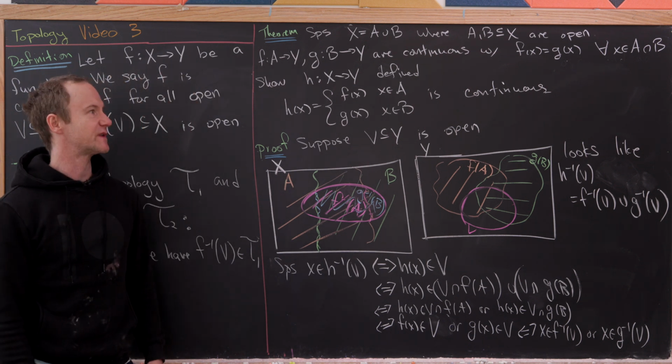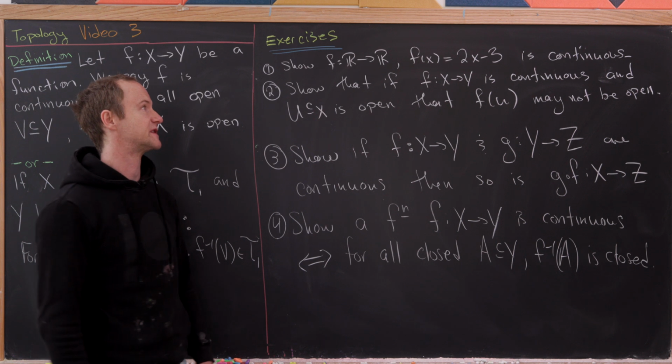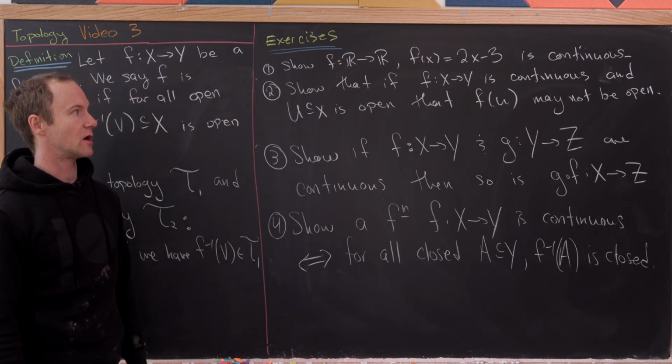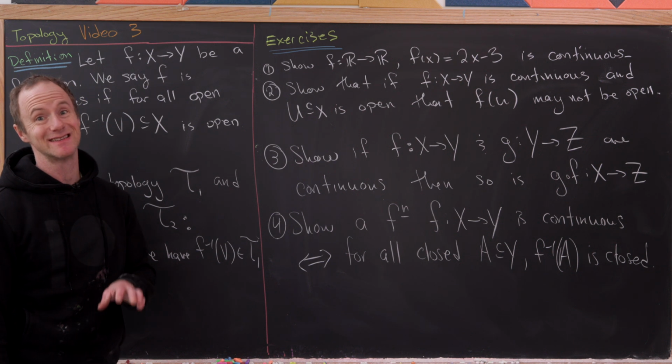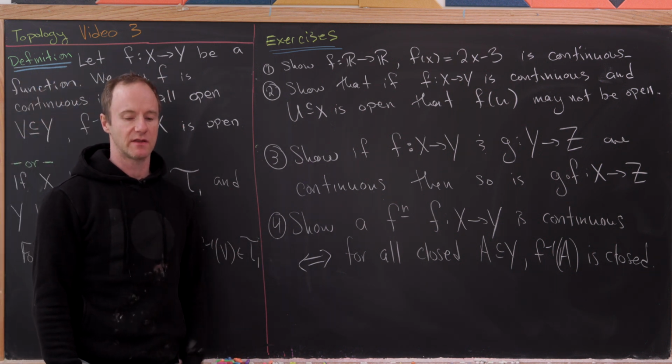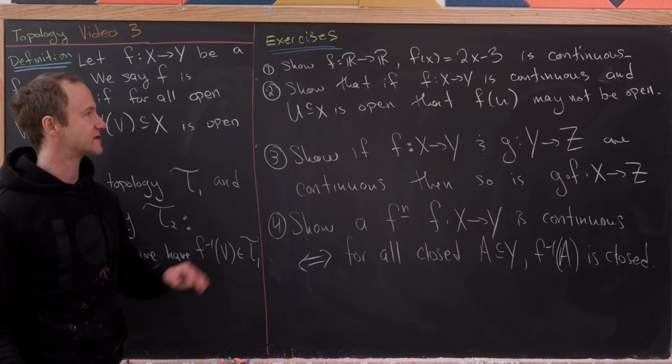Okay, so now I'm going to leave you with some exercises. So here are 4 nice exercises to get you going with this material. So let's start by showing that the function from R to R defined by 2x minus 3 is continuous, using standard topologies on the domain and the codomain, as well as the open set definition, kind of obviously.